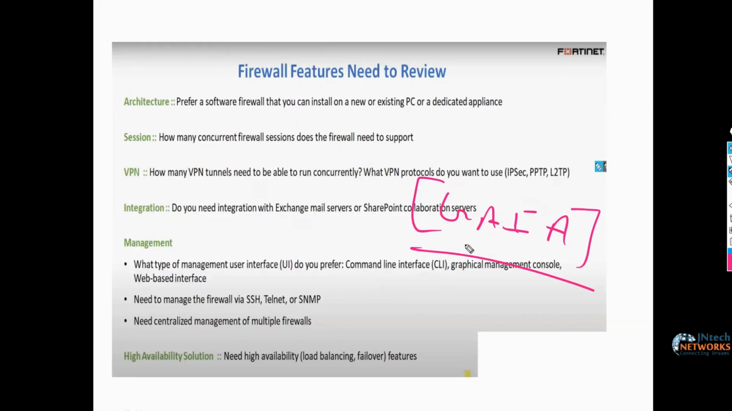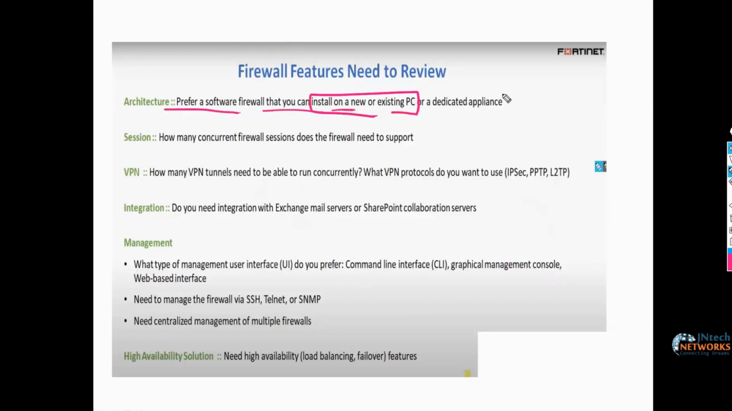This is the Checkpoint architecture. In Palo Alto, you can go with a dedicated physical device or a VM firewall box. Every vendor has its own architecture. So before going with any vendor, you need to know the architecture of Palo Alto, Fortinet, and Checkpoint. You can prefer a software firewall that you can install on a new or existing PC, or a dedicated appliance like a physical firewall box or a VM firewall box.